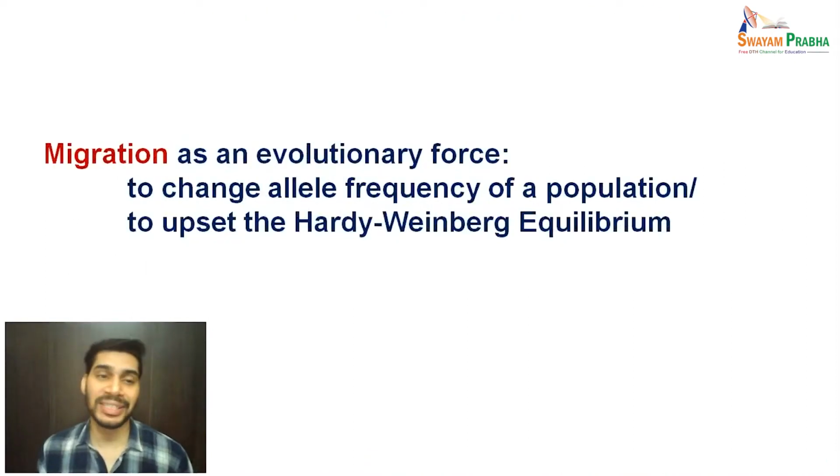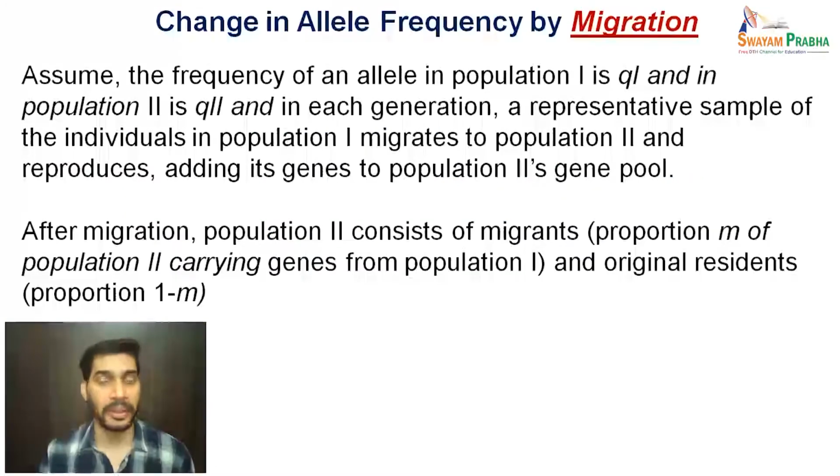Moving ahead to discuss migration as an evolutionary force to change the allele frequency of a population or to upset the Hardy-Weinberg equilibrium. Assume the frequency of an allele in population 1 as Q1 and in population 2 it is Q2, and in each generation a representative sample of the individuals in population 1 migrates to population 2 and reproduces there, adding its genes to the total gene pool of population 2.